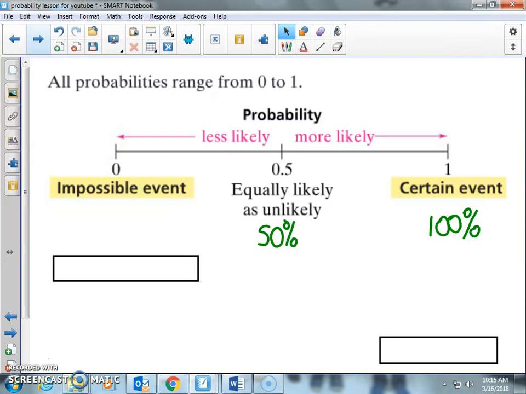Go back to rolling a die. If I wanted to roll a die, it is certain, it is 100% that I will roll a number between 1 and 6. So probabilities always range from 0 to 1.